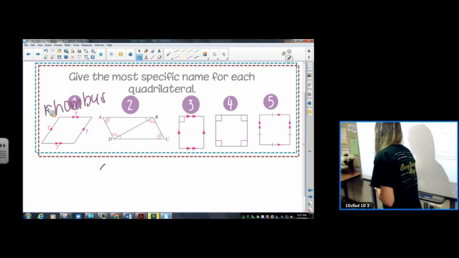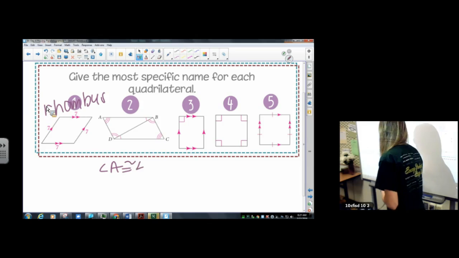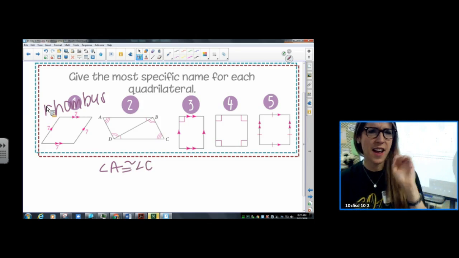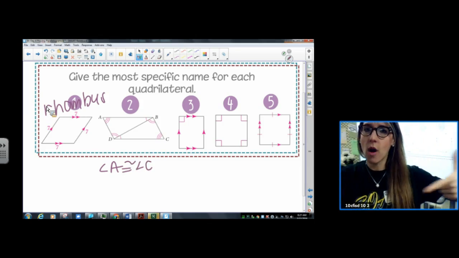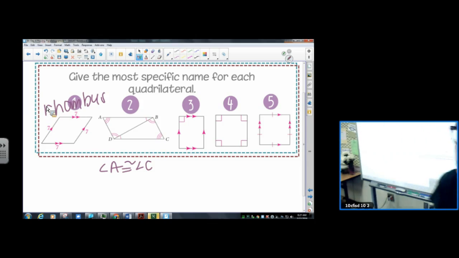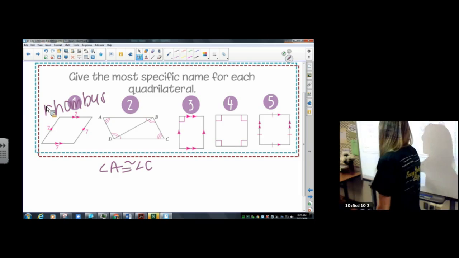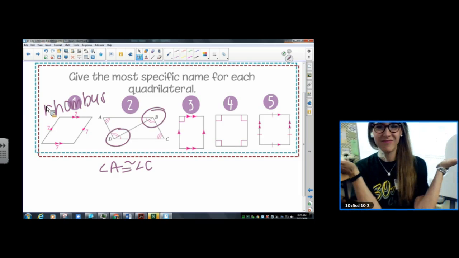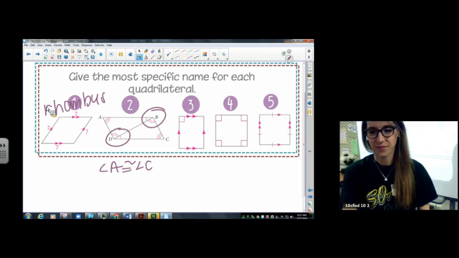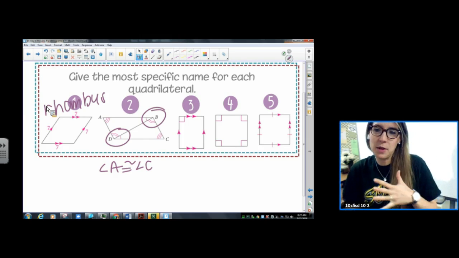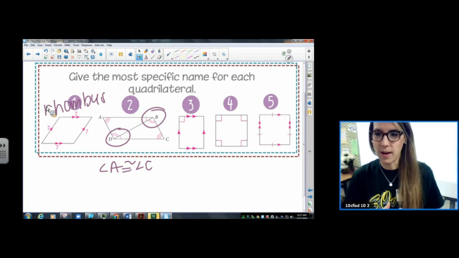Number 2, okay, what do we know? We know angle A is congruent to angle C, but we learned that's not enough to say it's a parallelogram. You can't have just one pair of opposite angles congruent. What else do we need? We would need the other pair. Is angle B congruent to angle D? They threw us for a loop there. They didn't put just one arc and one arc, right?